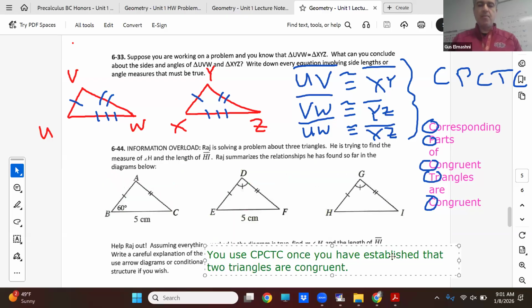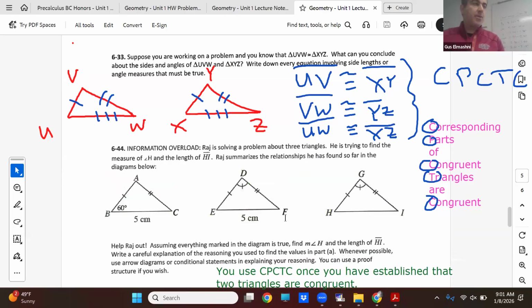That's when we actually use this theorem: corresponding parts of congruent triangles are congruent. Once you establish the two triangles are congruent, then you can say, oh yeah, and then these sides, these angles. And by the way, it's not just for sides, it can also be used for angles as well. So I don't want to doctor up the diagram too much, so let's look at the angles now. Is there a question?